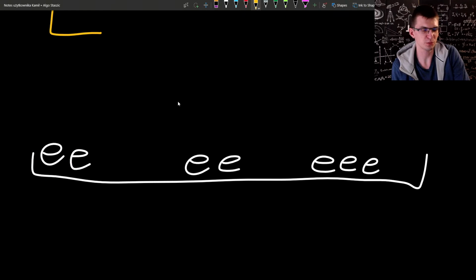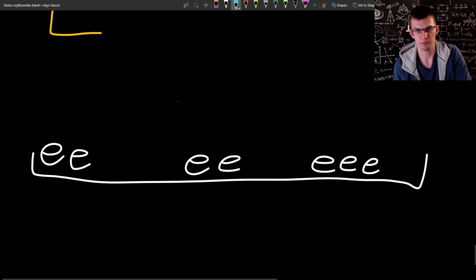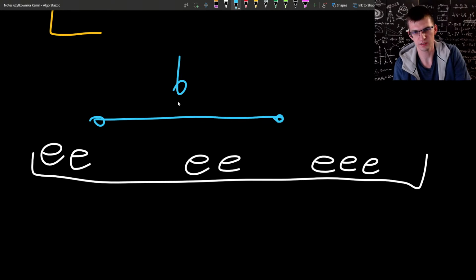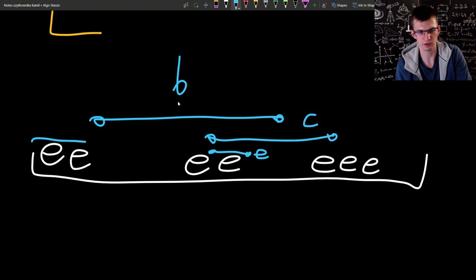Because eventually we need to print it. We need to eventually print with e's as well. And maybe in optimal solution, first we print here with b's, then we print here with c's, then we print here with e, then at the very end or close to the end we print here with e.